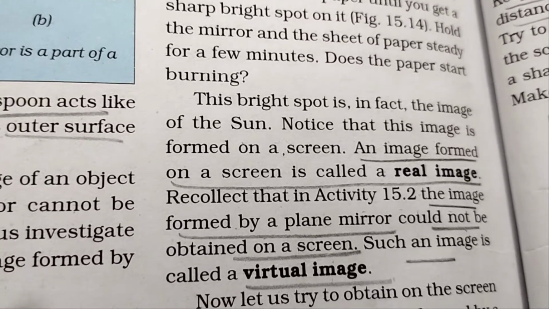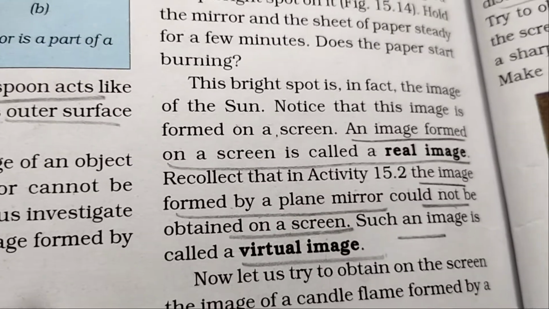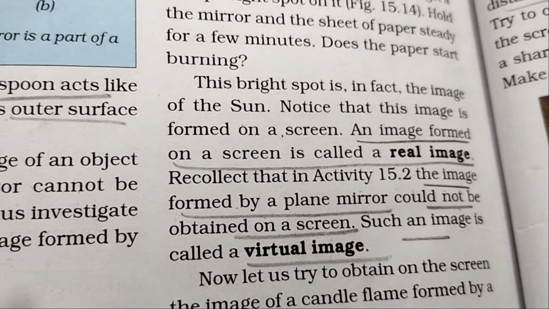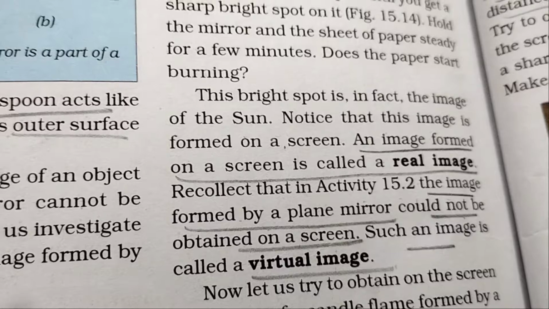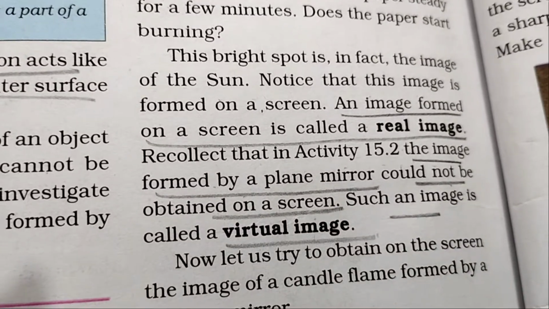Yes, this bright spot is in fact the image of the sun. वो सन की इमेज आ रही है आपके पास और सन से जो हीट आ रही है वो वहाँ पे इकट्ठी हो रही है. इसकी वजह से पेपर जो है बर्न करना स्टार्ट कर देगा. You can notice that this image is formed on a screen.